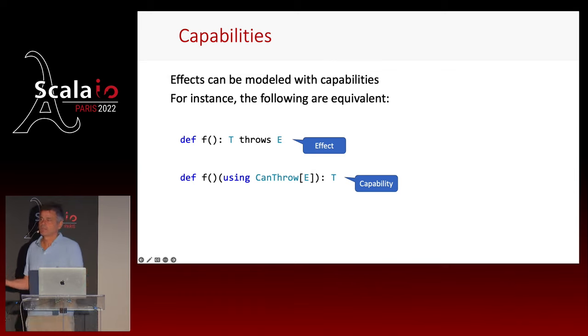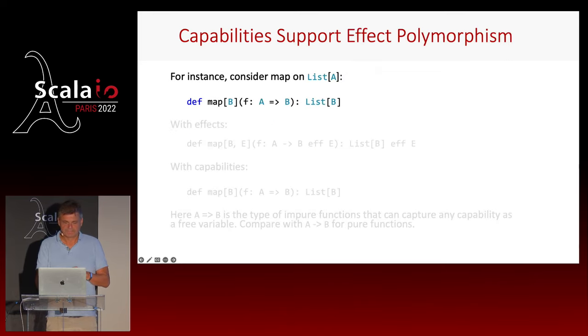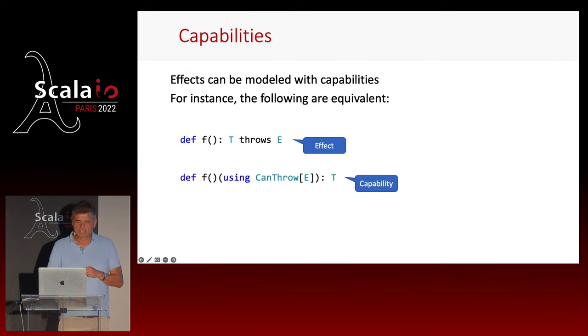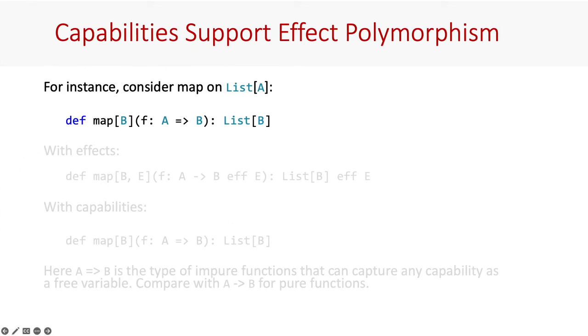A capability is something that enables you to do something, and that's typically passed as a parameter, and Scala has implicit parameters, which makes passing such capabilities very, very convenient. You don't need to do the work of actually passing these things down. So you could say, okay, but aren't these equivalent? What's the benefit of going to capabilities? Here's a very, very important benefit.